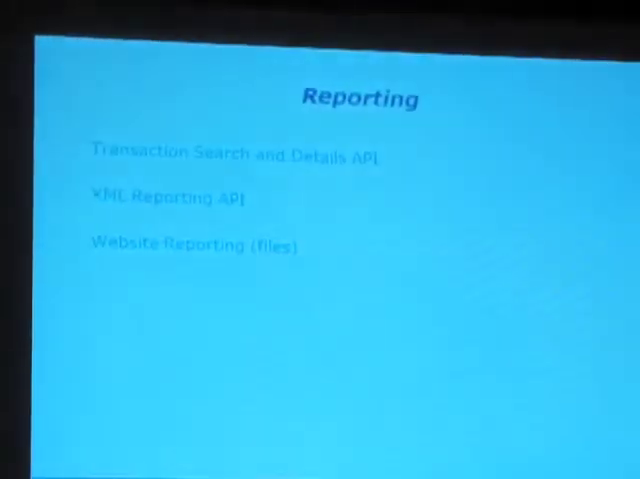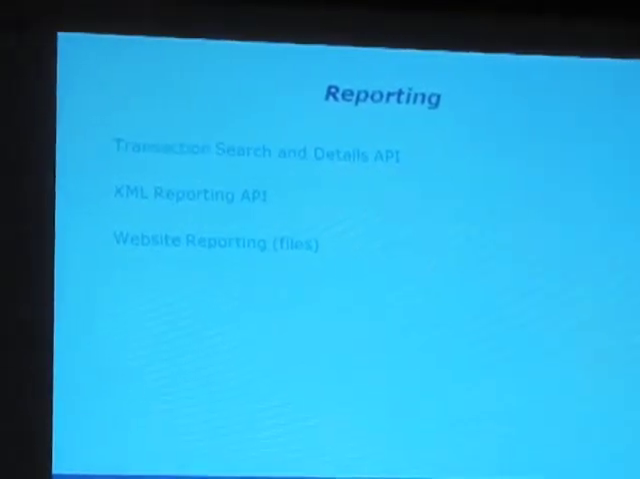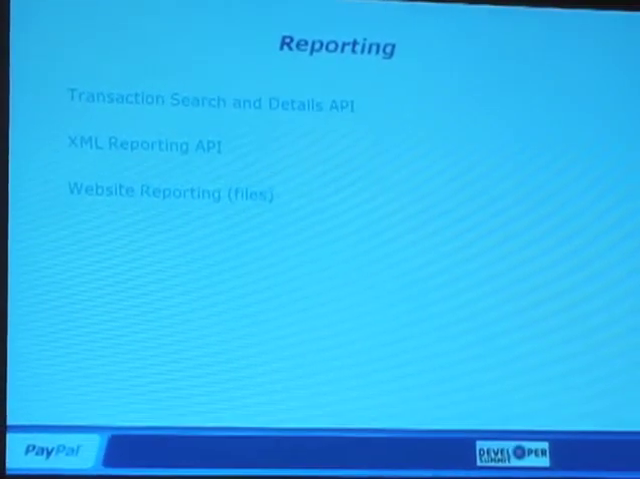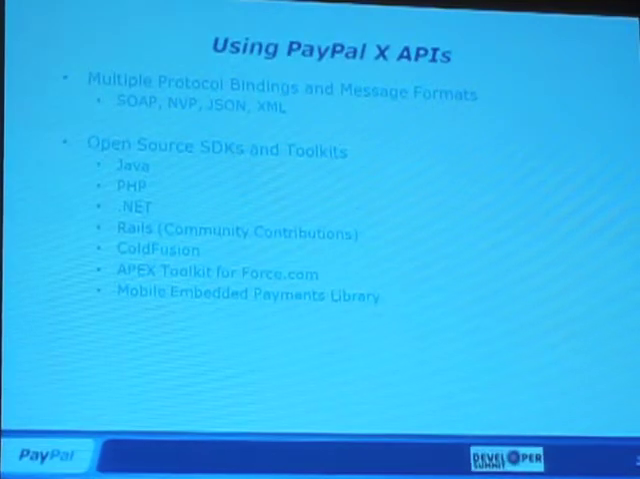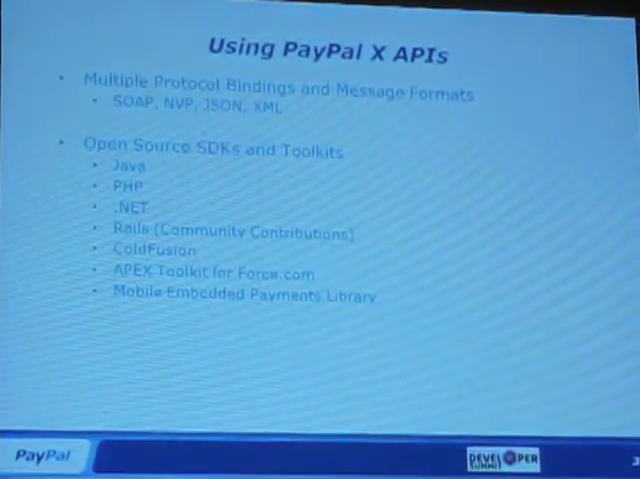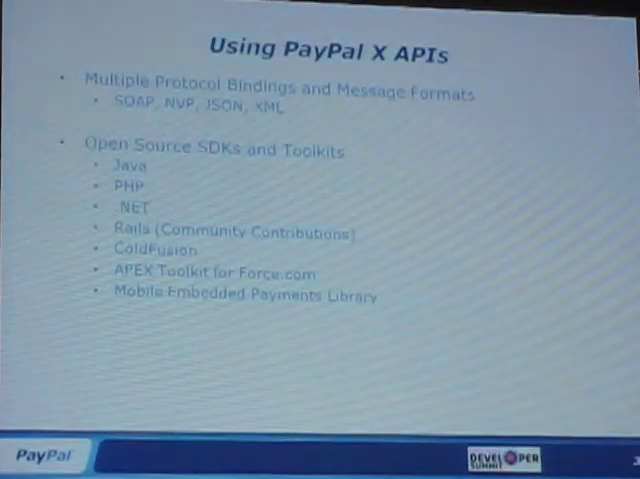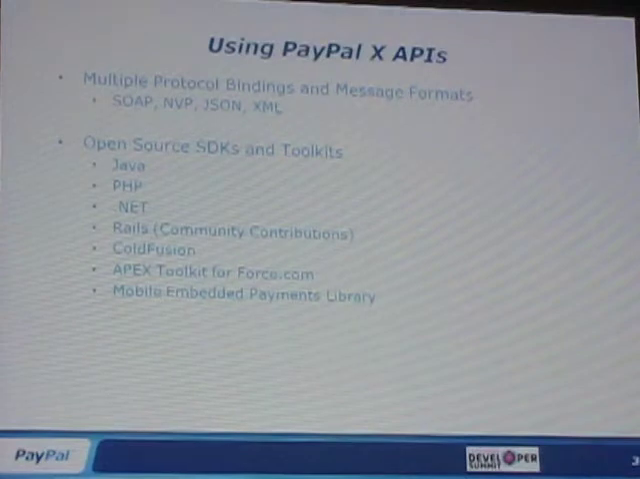Reporting, we have transaction search and retail API, external reporting, and you as a merchant would also get a lot of reporting tools that you could leverage. So using PayPal APIs, these are the different message formats that we support for MVP: JSON, XML, it works. And we also have open source SDKs and toolkits in Java, PHP, .NET, Ruby on Rails for Fusion, Apex, and mobile embedded payments libraries.